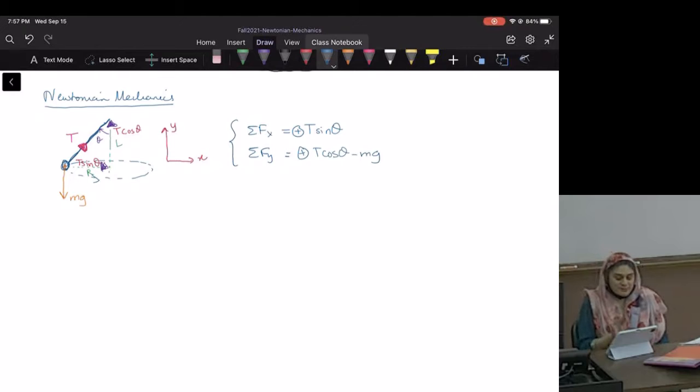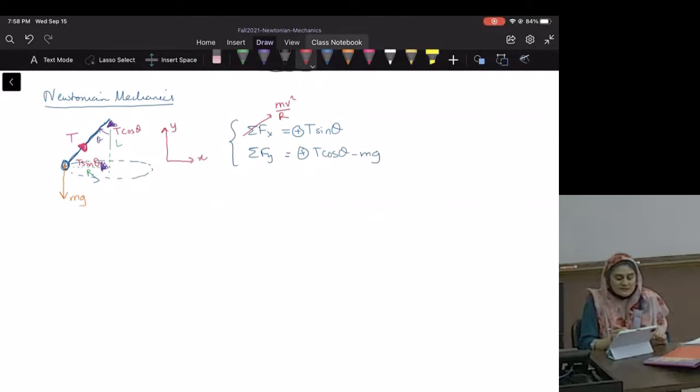Now, here's the tricky part. What is the sigma Fx? What kind of a motion is this? Sigma Fx could be either 0, ma, or mv squared over r, depending on the motion it is. It is what kind of motion? It's a circular motion. Good. So what's the only option for sigma Fx? mv squared over r, right? So I'm going to replace that.